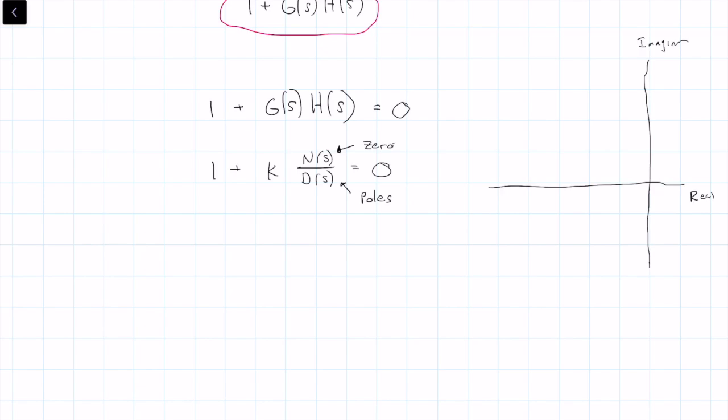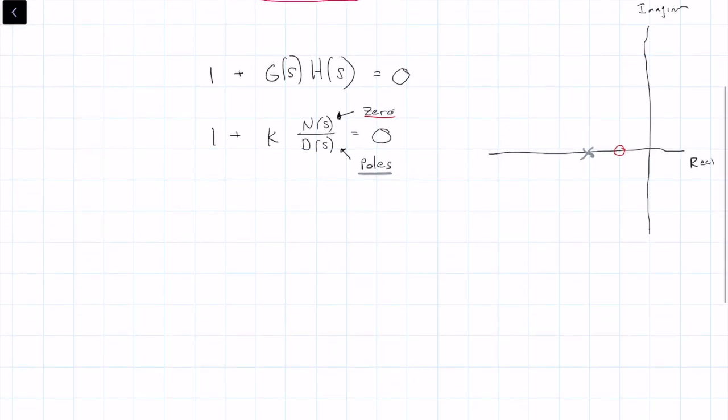Okay, and zeros are represented by circles on the axes, and poles are represented by crosses. Okay, so if you see a cross, that means it's a pole. If you see a circle there, or an open circle, then that represents a zero. Okay, so that's the first thing that we need to know, and we know that we're plotting on the real and imaginary axis. Okay, so now we can go into the plotting guides.